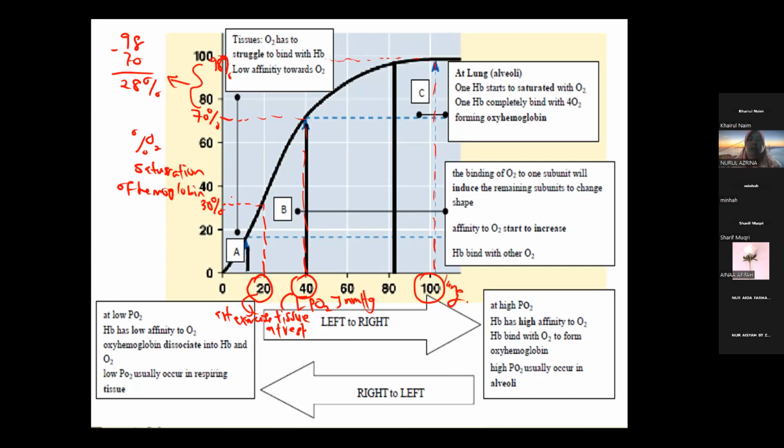How much percentage oxygen has been unloaded? Berapa banyak oksigen dah kena unload? Macam mana nak kira? Siapa tahu? 98 minus 30%. Very good. Alright, so around 68%. 68% maksudnya lagi banyak oxygen has been unloaded. Tissue is doing heavy activities. Okay, right?